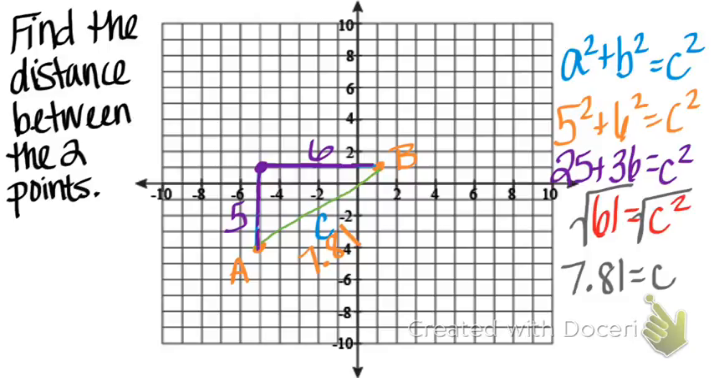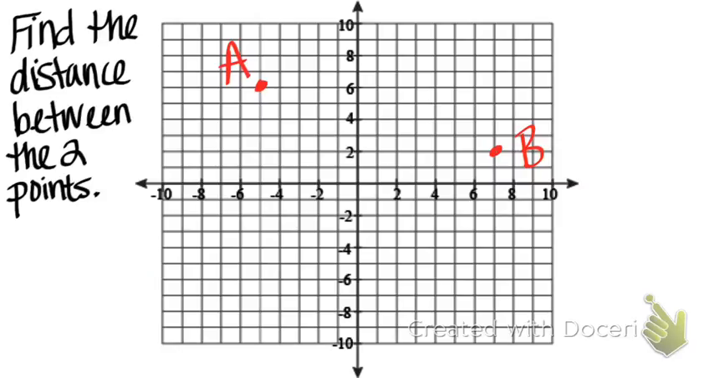Alright, so I want you to try it now. You've got 2 points, A and B. You need to draw a right triangle in order to connect these 2 points. Then you're going to use Pythagorean Theorem. Go ahead and draw your right triangle right now.